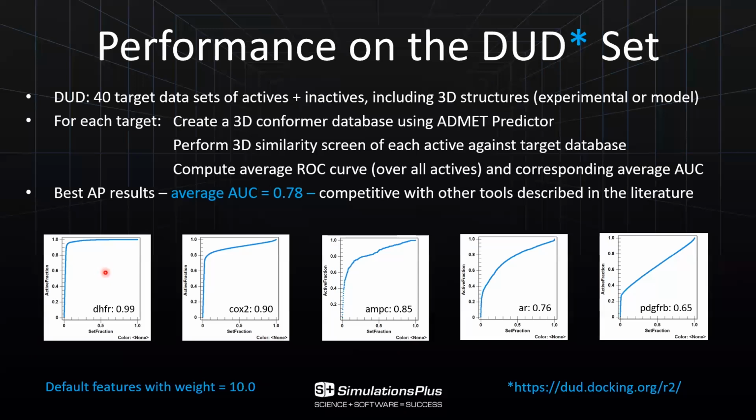But overall, an average AUC of nearly 0.8 across all 40 targets is very competitive, at least as far as we're able to tell from the literature, not being able to actually run the other packages ourselves. This evaluation used the default set of pharmacophore features and a weight of 10 for the feature term relative to the volume term.